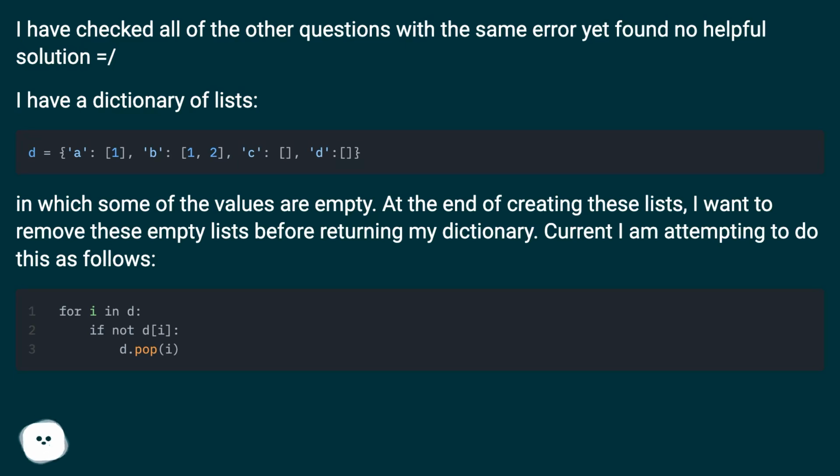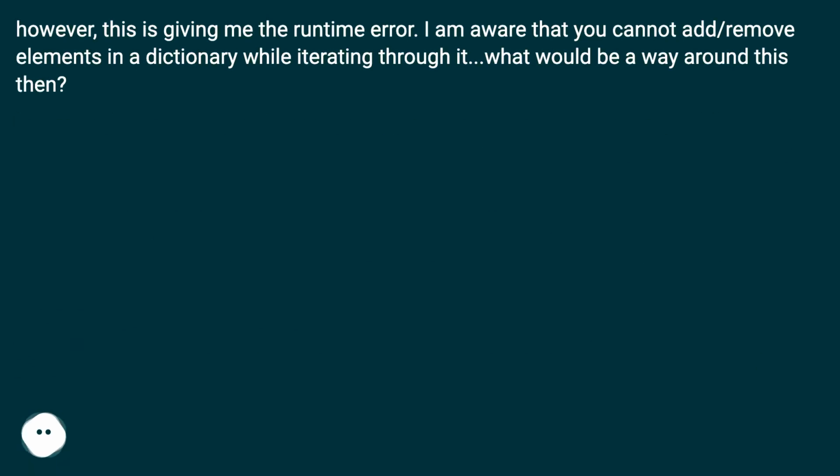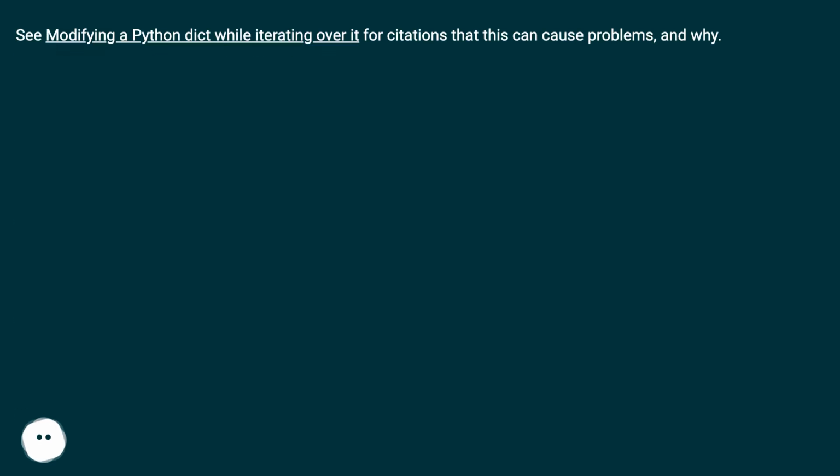I am attempting to do this as follows. However, this is giving me the runtime error. I am aware that you cannot add or remove elements in a dictionary while iterating through it. What would be a way around this then? See modifying a Python dict while iterating over it for citations that this can cause problems, and why.